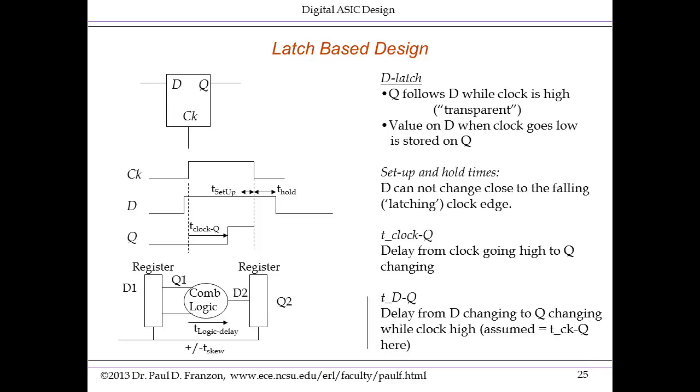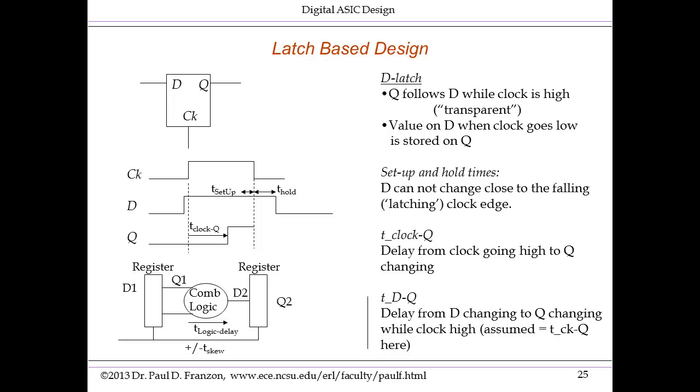Here is the structure of a latch, a D latch. I remind you that the basic functionality of the D latch is that the output Q follows the input D while the clock is high. This is called the transparency region. The value on D that is there before the clock goes low is then what is stored on Q for the remainder of the clock period.